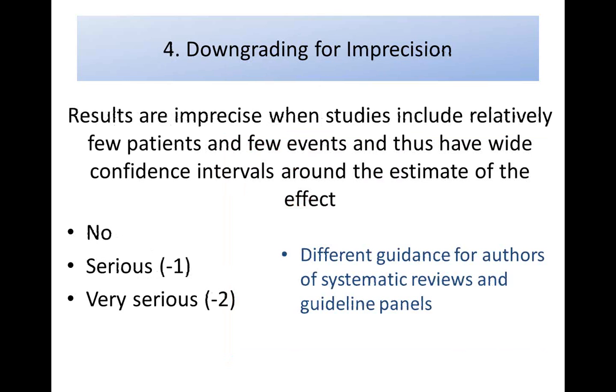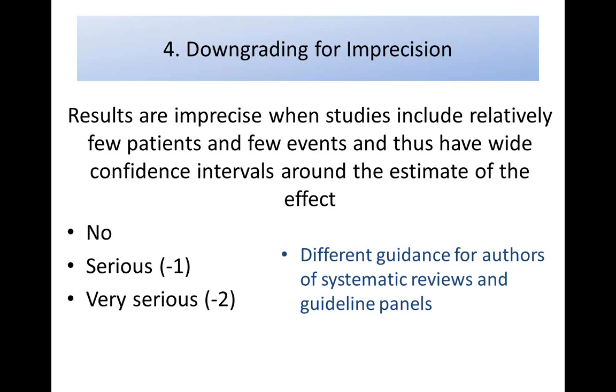So the fourth is imprecision. We're moving right through here. This is good. So what does imprecision mean? Results are imprecise when studies include relatively few patients and few events and thus have wide confidence intervals around the estimate of the effect. But what does that mean?